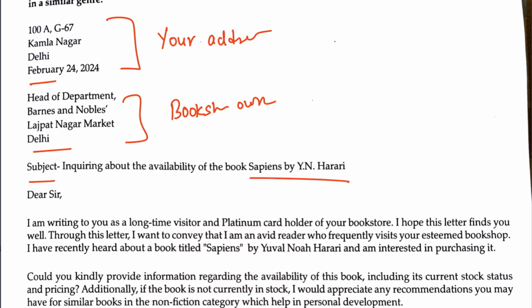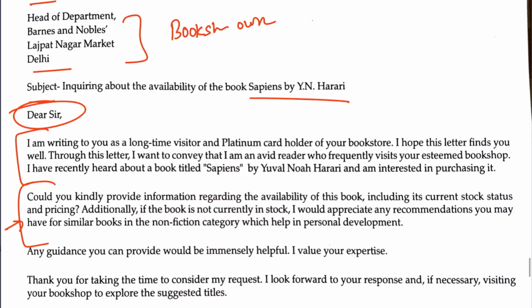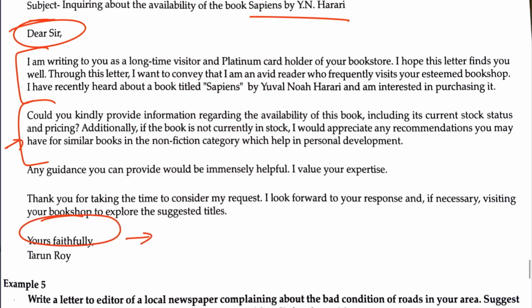Then leave a line. Dear sir, I am writing to you as a long time visitor and platinum card holder of your bookstore. I hope this letter finds you well. Through this letter, I want to convey that I am an avid reader who frequently visits your esteemed bookshop. So this is a very simple introduction that you have to start with. Then you have to come to the point, like, why are you writing this letter? Then you can see this is the subscription and this is your name. At the end, the concluding line, you can see it's a formal tone.